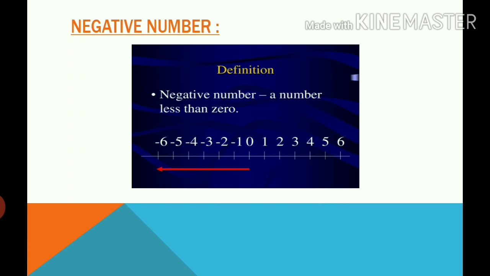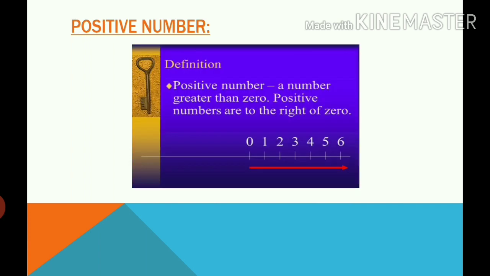Remember that a negative number is having a negative sign with it, a minus sign with it. Here you can see that -1, -2, -3, -4, -5 and -6 are negative numbers. Let me give you more examples. -45, -50, -98, -110, -1024. These all are negative numbers because these numbers are less than 0 and they are having negative sign with them. Now let's come to positive number.